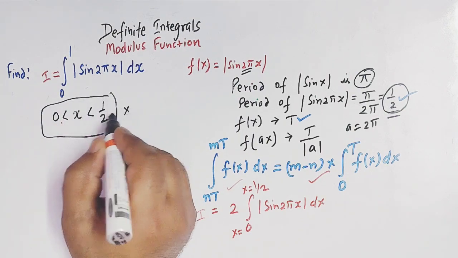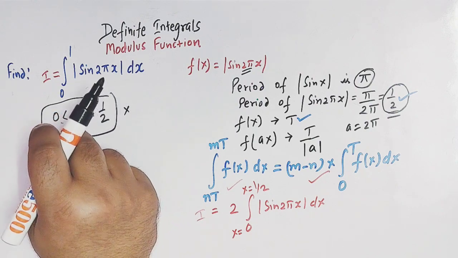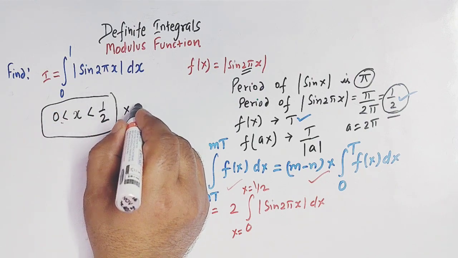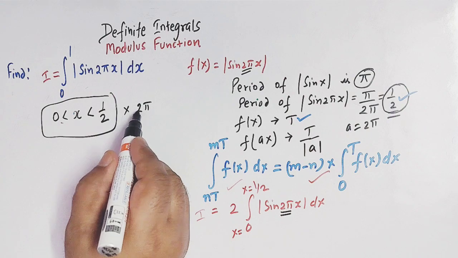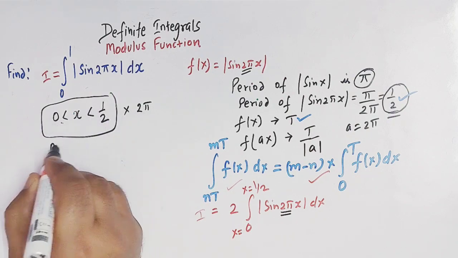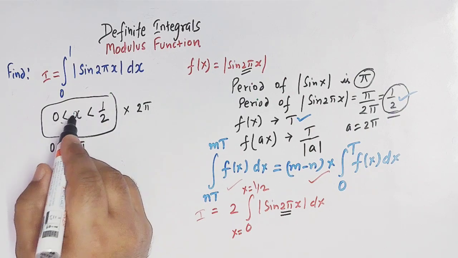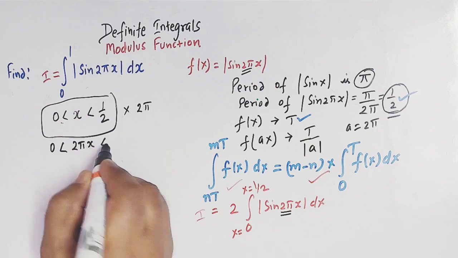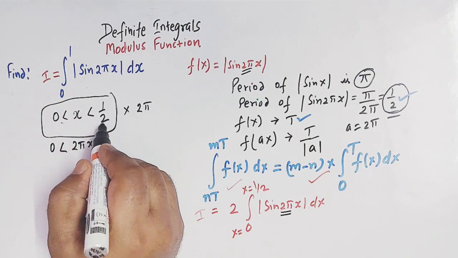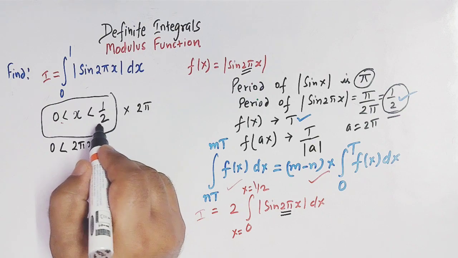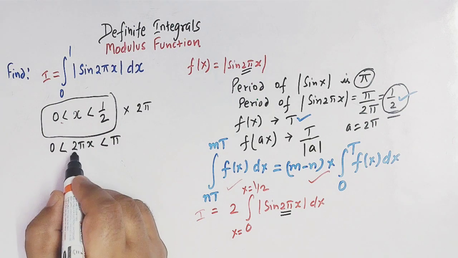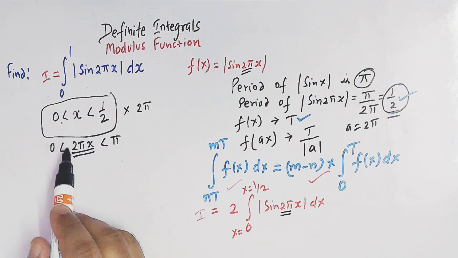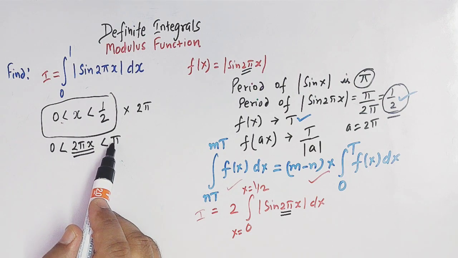Now we'll multiply throughout this inequality by the factor 2 pi, because here we have 2 pi. So we'll get 2 pi times 0 is 0, and here we have 2 pi times x is 2 pi x, and when we multiply half by 2 pi, the 2 and 2 get cancelled, so here we have pi. So now 2 pi x goes from 0 to pi.